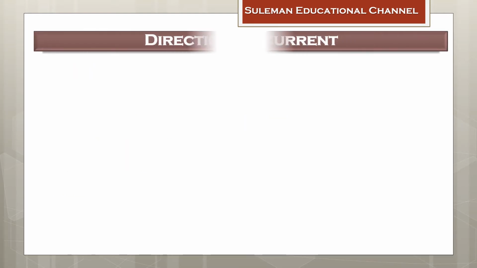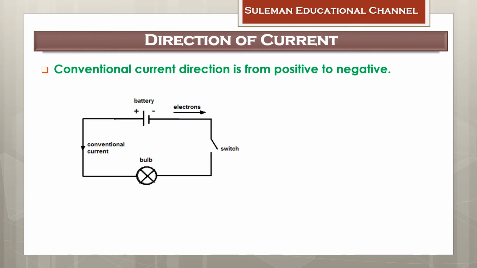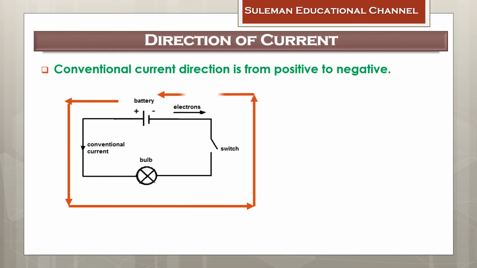Now we will discuss the direction of current. Keep in mind that current always flows from positive to negative. This is called conventional current. The direction is always from positive to negative.